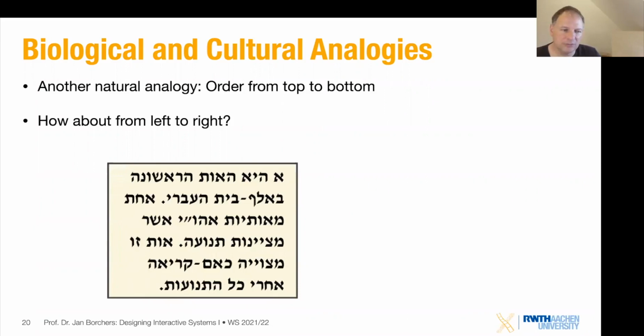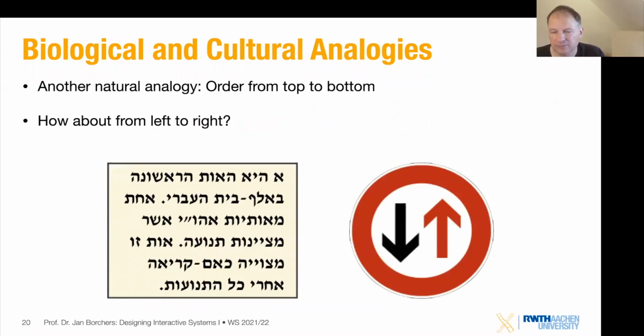Culturally, though, I would say left to right, for example, is not a biological analogy. It's a cultural analogy, right? So anybody used to the Western writing system will consider left to right a natural order. But anybody used to Hebrew writing, for example, will maybe consider right to left a more natural order. So this is not something you can apply universally. And that's often a mistake that's being made, that people assume from their own cultural circle that this is how the entire world thinks.